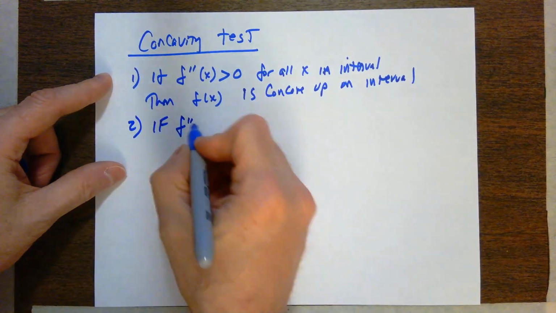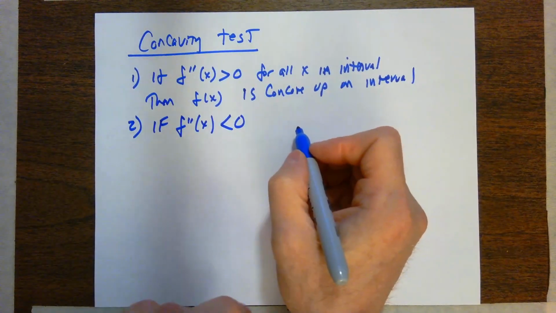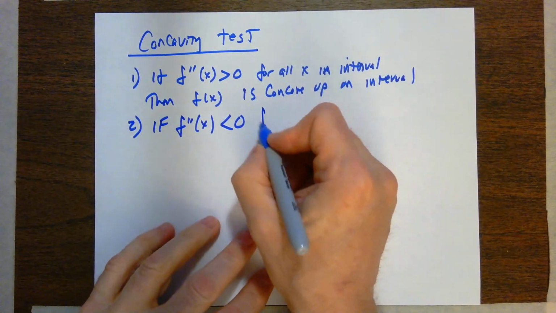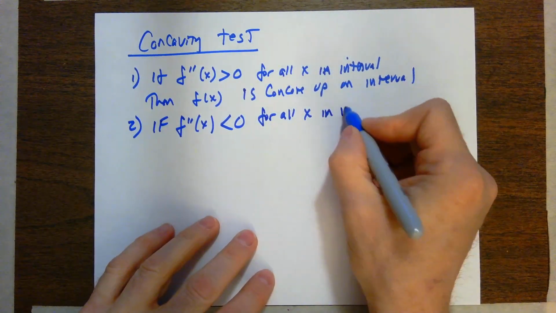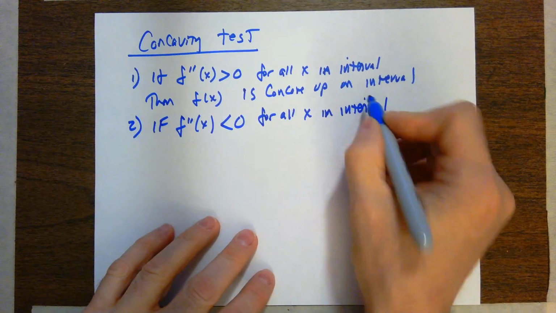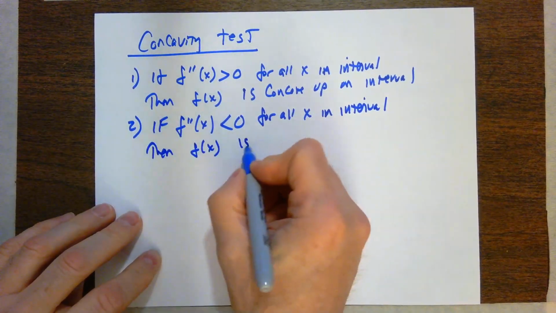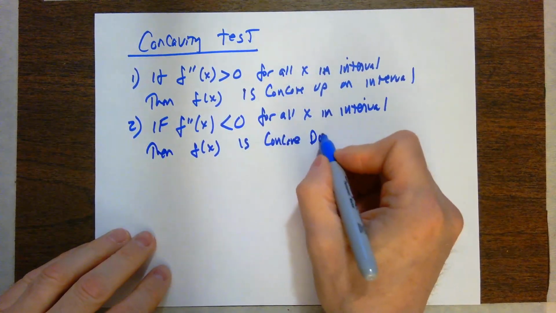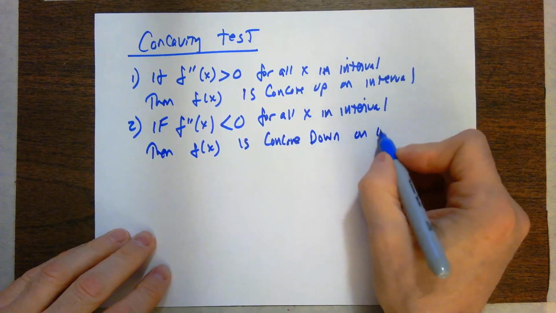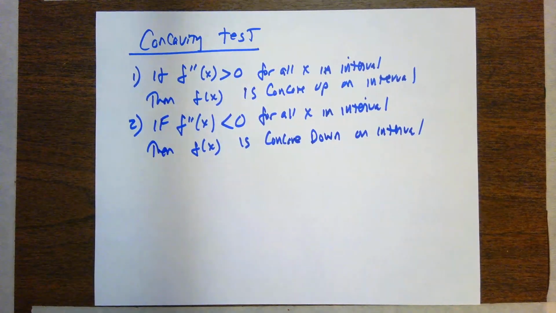If the second derivative is less than 0 for all x over some interval, then the original function is going to be concave down on that interval. So that's my concavity test.